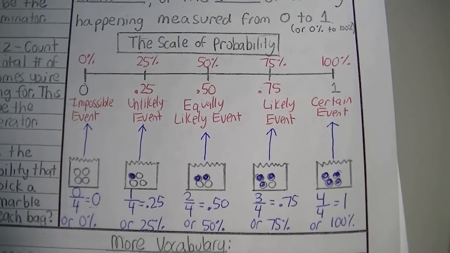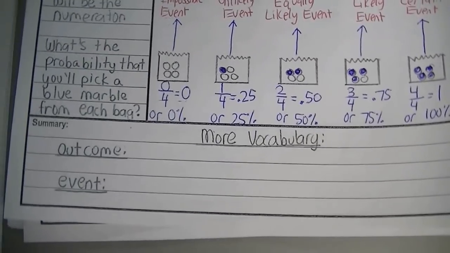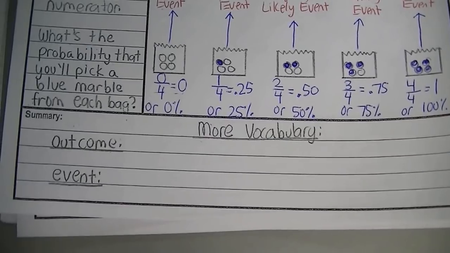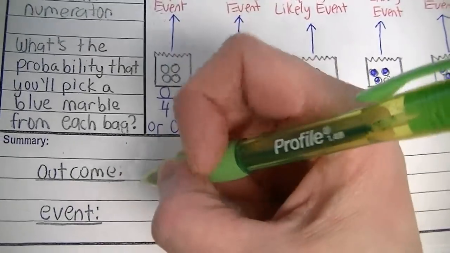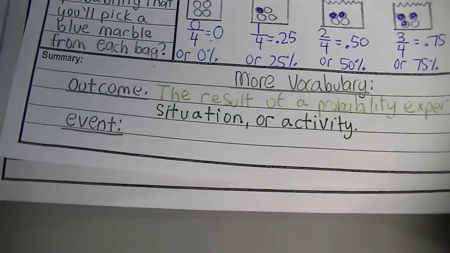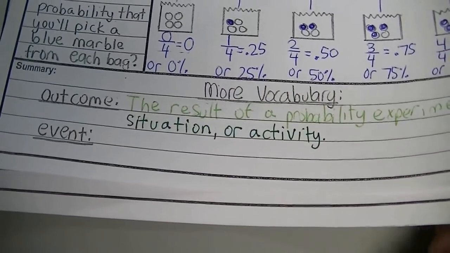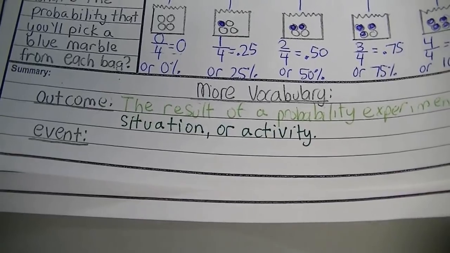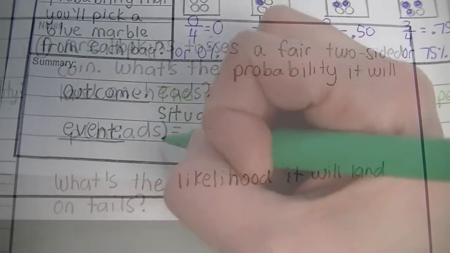Now for your summary, you've got some vocab words that I want you to fill out so that you get your points. The first word is outcome. An outcome is the result of a probability experiment, situation, or activity. The next vocab word is event. An event is a collection of outcomes of a probability experiment, situation, or activity.